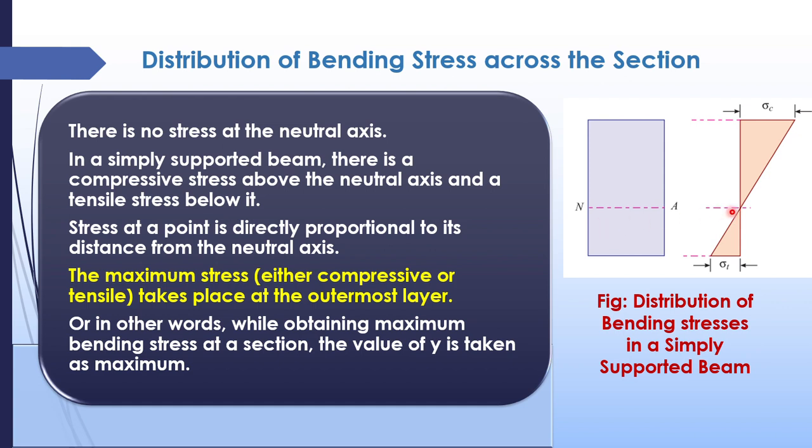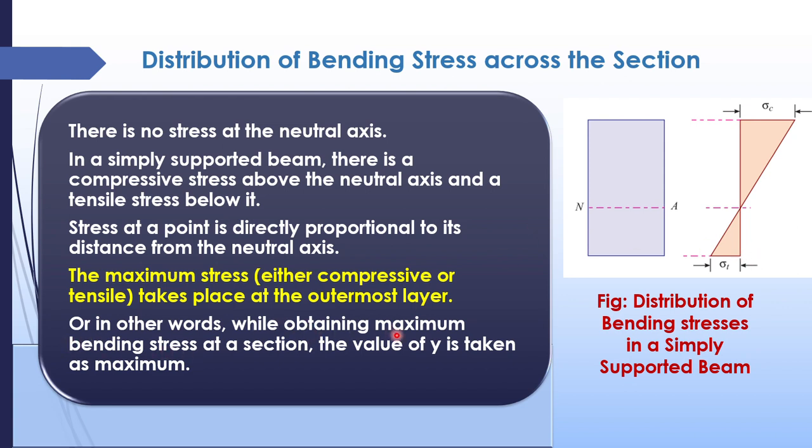Got it? Now from this point downwards, it will be the tension zone. The tension increases and it will be maximum at the bottommost fiber. That means the maximum stress, either compressive or tensile, takes place at the outermost fiber, at top or bottom. At the topmost fiber there will be maximum compression and at the bottommost fiber there will be maximum tension.